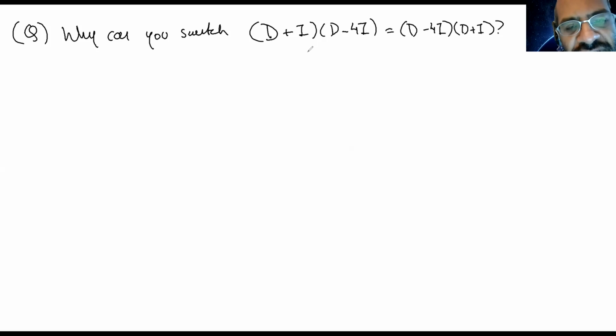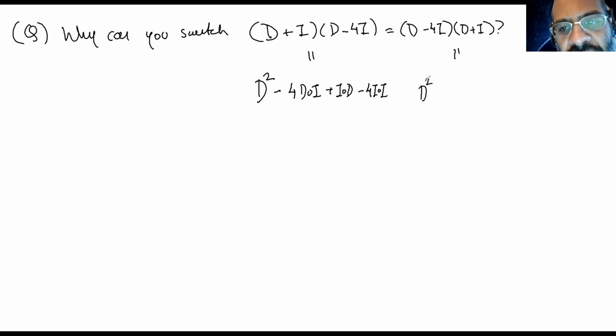Well, the answer is, by the algebra rules, you can expand both of these, right? This is d squared minus 4 (d of I plus I of d) minus 4 I of I. And this is d squared minus d of I minus 4 I of d minus 4 I of I, right?